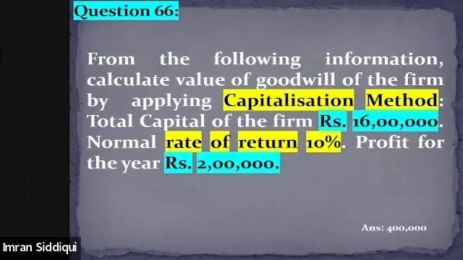Question number 66. It says, from the following information, calculate the value of the goodwill of the firm by applying the capitalization method. Total capital of the firm is rupees 16 lakh. Normal rate of return is 10%. Profit for the year is 2 lakh.